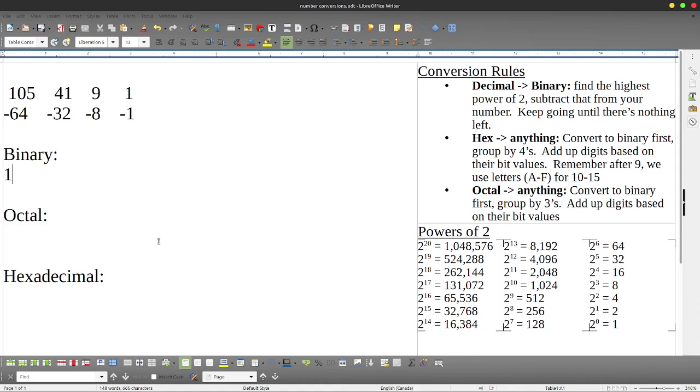We have 64, we subtracted that, so we put a 1. We subtracted 32, so we put a 1. Did we subtract 16? No, we did not. We subtracted 8, so we put a 1. Did we subtract 4? No. Did we subtract 2? No. We subtracted 1, so we put a 1. So it's 64, 32, 8, and 1. Yeah, so 1, 2, 4, 8, 16, 32, 64. Yeah, worked out perfect. So this is 105 in binary. Not too bad.